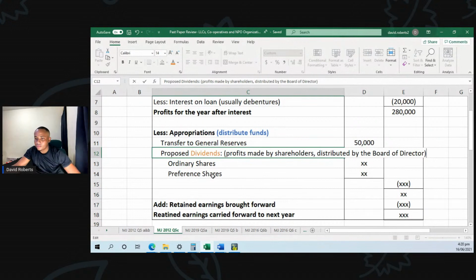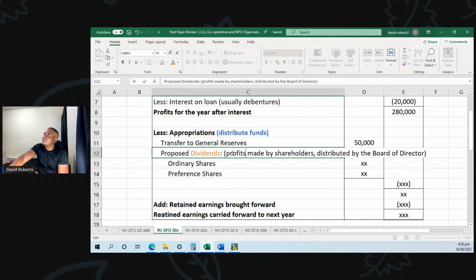Guys, we'll look at the retained earnings at the end, what you can add, we'll add at the end. You can either add it higher up or lower down, right? You can add the retained earnings here, but I'm doing it at the end here, okay?